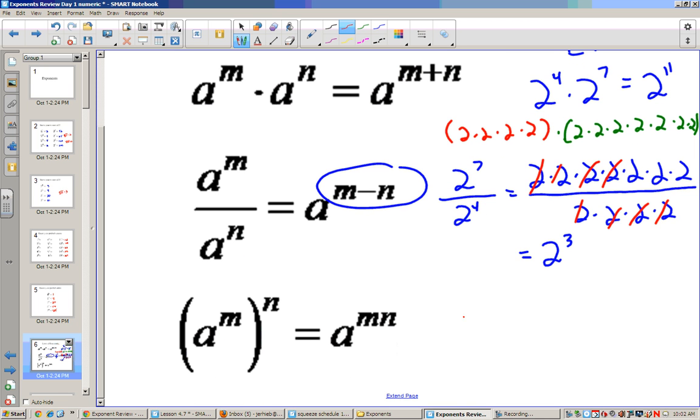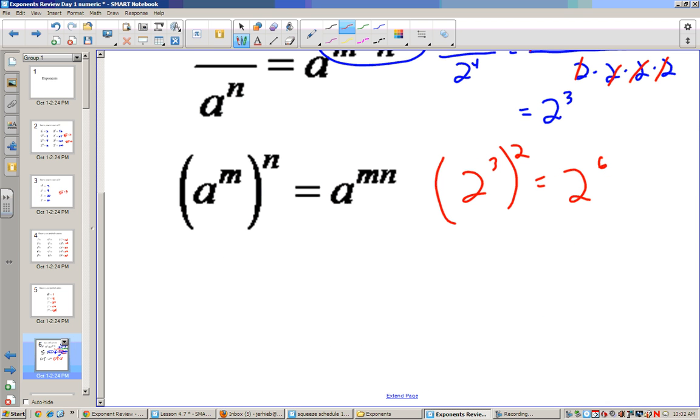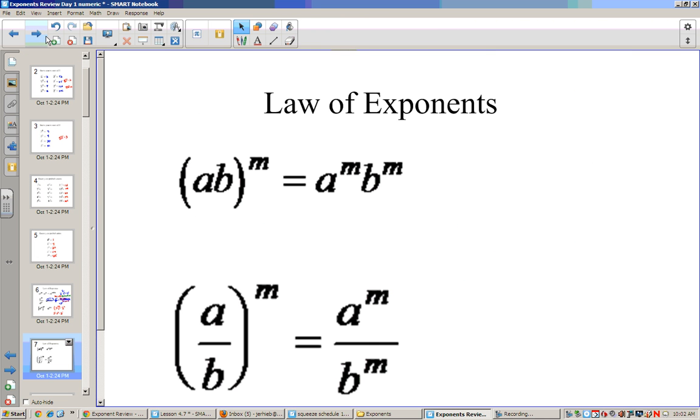Now if I have 2 to the 3rd and I take that and I square it, this rule says that that's the same thing as 2 to the 6th. And the reason is if I take 2 to the 3rd times 2 to the 3rd, we can go back to our first rule and just add those and it's 2 to the 6th. All right. A couple more rules. These are a little bit more basic.